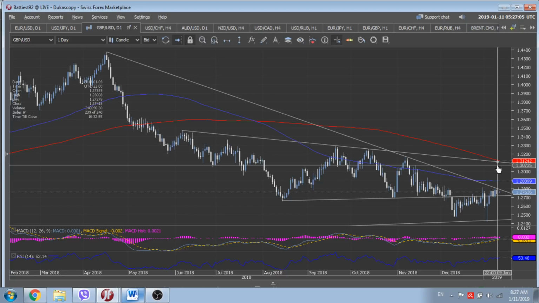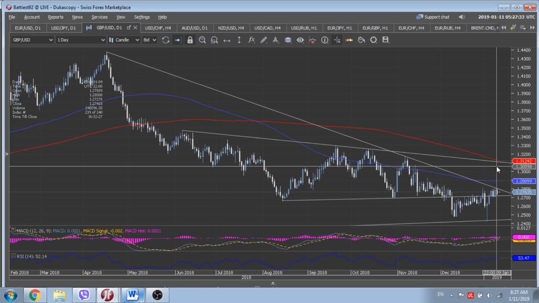All in all, the pair, the cable, should break above that level to eventually change the picture to the bullish side. It's possible to see that even in the coming weeks, in case of approval of the Brexit draft deal by the British Parliament, but at the moment it's looking a little bit unclear and unbelievable.